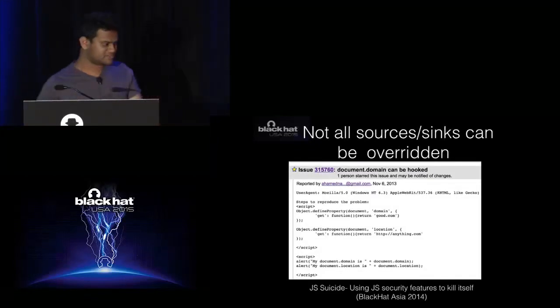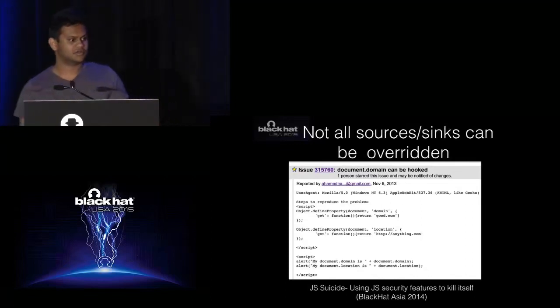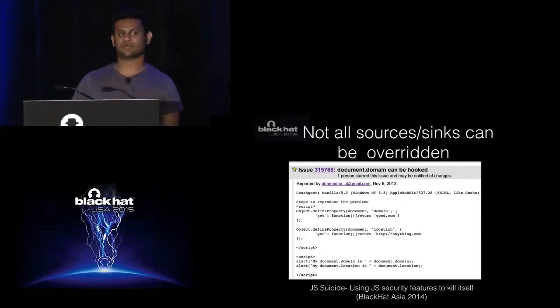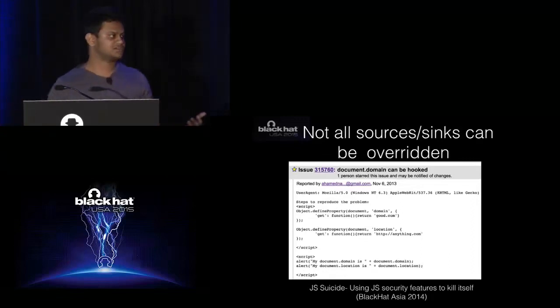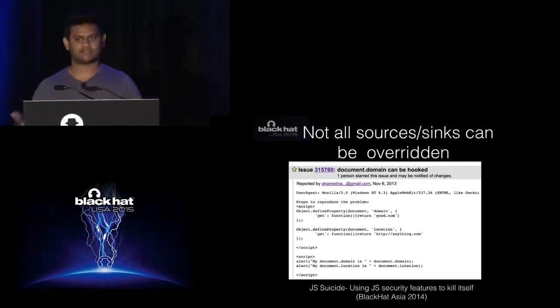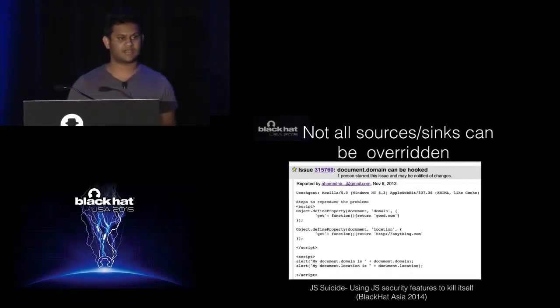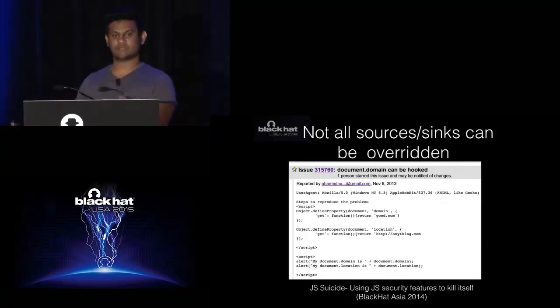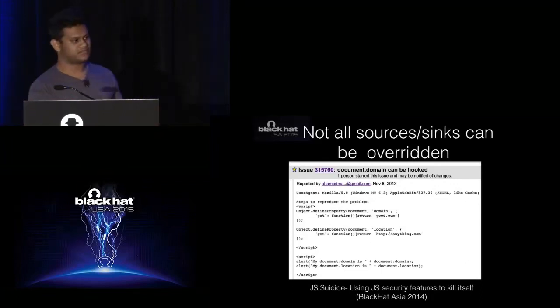So an interesting thing happened. A couple of months back, while I was testing my tool, all of a sudden one of the hooks stopped working. I was not able to override it. Then I researched what happened, and I saw there was a patch which came which disabled overriding of location and things like document.domain. I remembered that actually a year back, I gave a talk at Black Hat Asia about how you can use this overriding itself for insecurity, right?